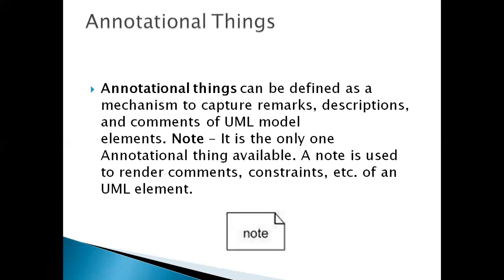Annotations. Annotational thing can be defined as a mechanism to capture remarks, descriptions, and comments of a UML model. Annotations are mainly used to comment. It is the only annotational thing available. A note is used to render comments, constraints, etc. for UML elements. This is the symbol of annotations. Note. Whatever the comments are, we can write inside the note.